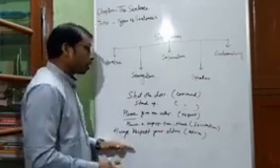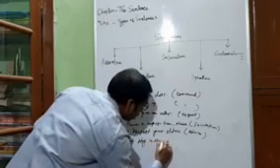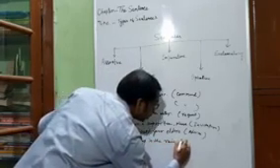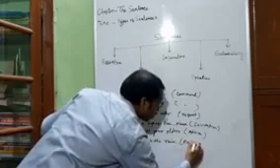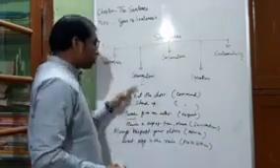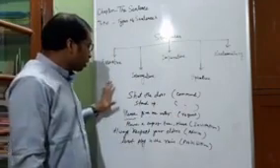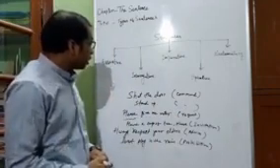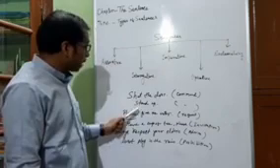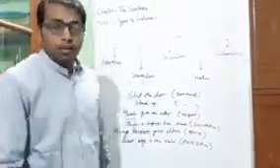Next, prohibition. Do not play in the rain. This is prohibition. This kind of sentences are called imperative sentences. They focus mainly on the verb rather than on the subject. They don't focus on the subject. Their main focus is on the verb.